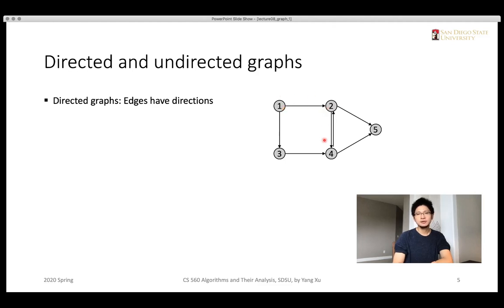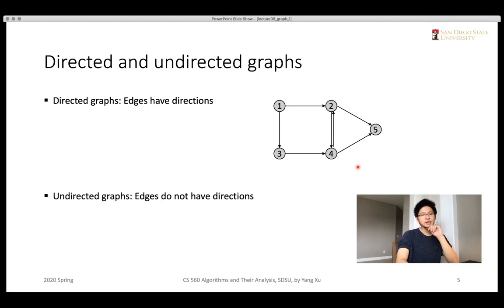Okay, and between the vertex 2 and 4, there are two edges, because we treat them differently. In a directed graph, the edge from 2 to 4, which is pointing downwards, is a different edge from the one beside it, the edge pointing from 4 to 2. Okay?